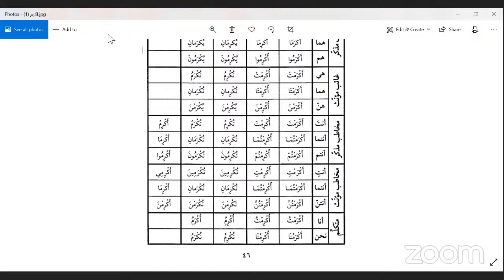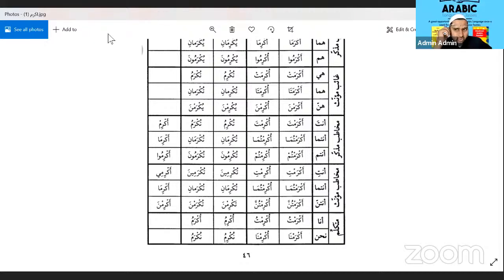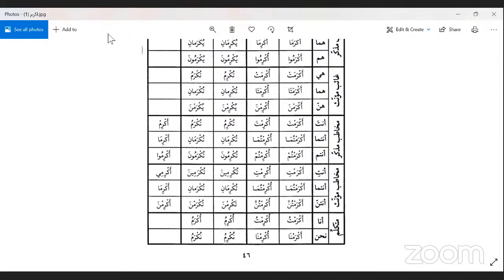Anti akramti. You gave respect to someone, female. Antuma akramtuma, you both gave respect to someone, dual. Antunna akramtunna, excellent, you all gave respect to someone, plural. Ana akramtu, I gave respect to someone. Nahnu akramna, we gave respect to someone.